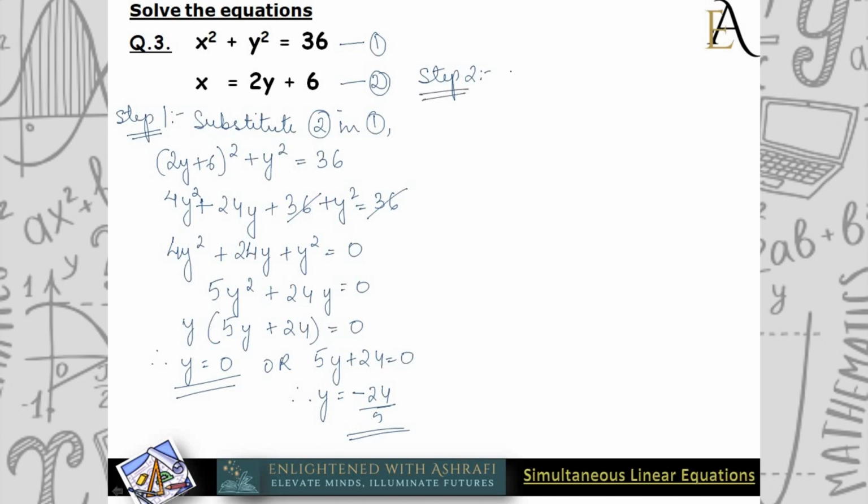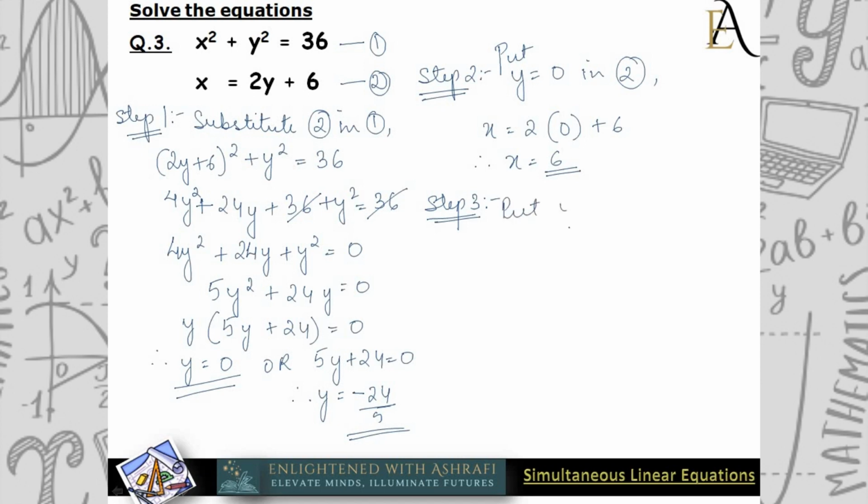Now let's take y equals to 0. Y equals to 0 in equation 2. That is more easy for us. X is equals to 2 multiplied by 0 plus 6. Therefore, x is equals to 6. Step 3.